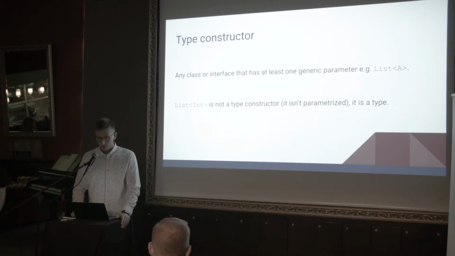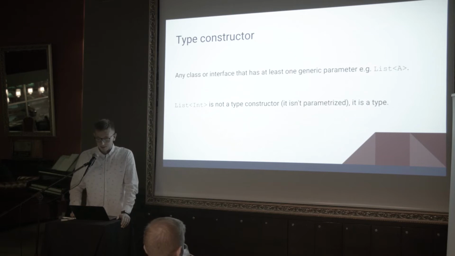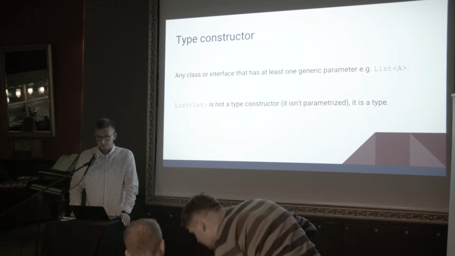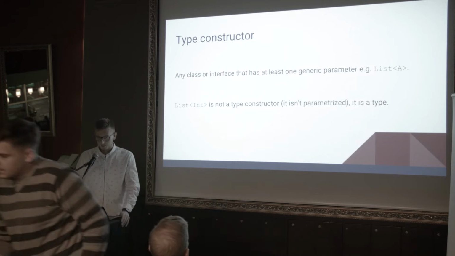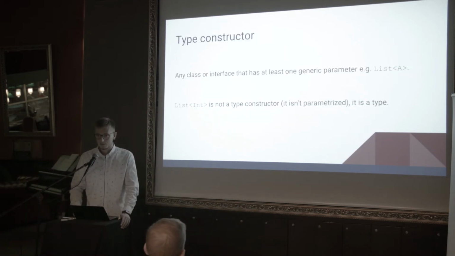So first definition, type constructor. It is any class or interface that has at least one hole for a generic type. For example, List of A. List of Int isn't a type constructor because it's already parameterized. It is a proper type. Is everything clear? Any questions? Okay.